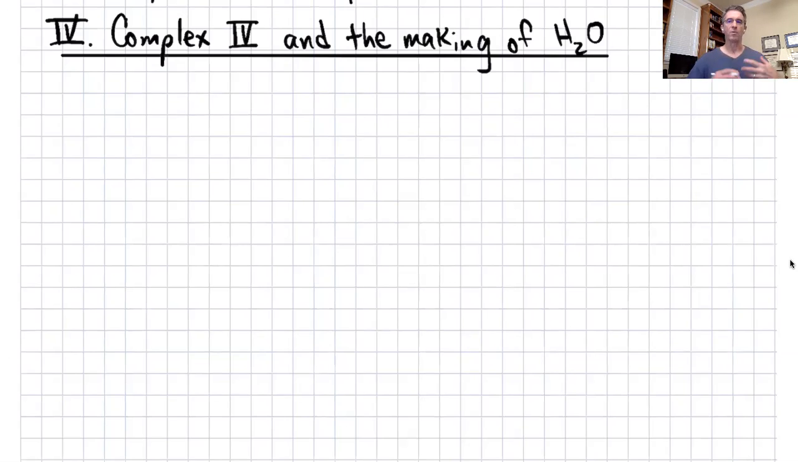Okay, so now we've got to take those electrons out of cytochrome C and move them through the final complex. It's going to pump a bunch more protons for us, and it's also then ultimately going to dump those electrons into molecular oxygen to make water.